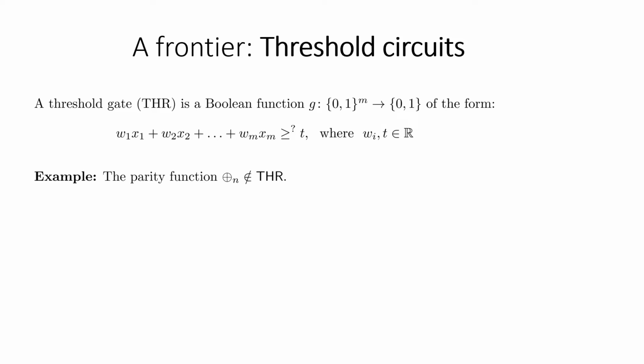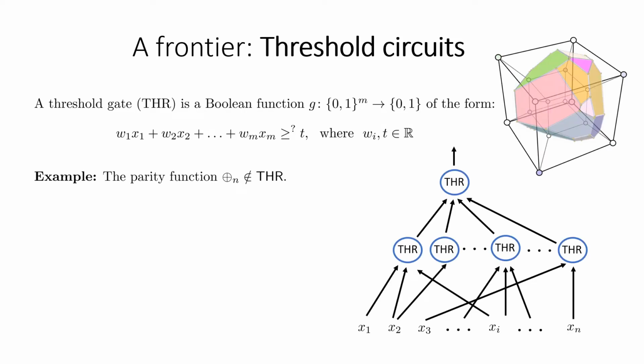So it's not hard to see that a single such gate is quite weak. It can't even compute the parity function. But once we compose just 2 layers of threshold gates, they become much more interesting. Such circuits can describe objects like a polytope with polynomially many facets.